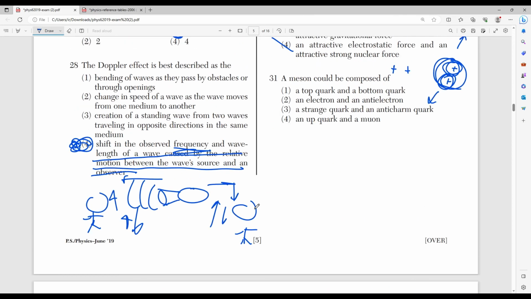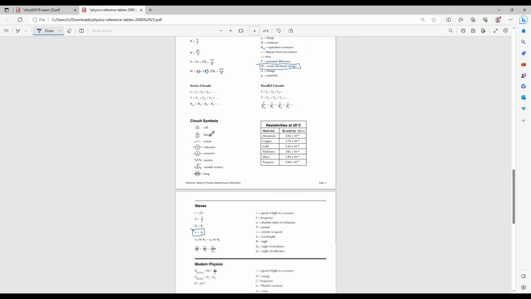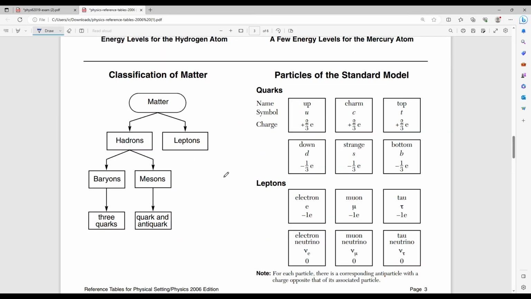Number 31 says a meson could be composed of what? Well, for those of you who don't know what a meson is, it's a particle, and mesons can be found on this table. This is page 3 of your reference table, right? So here's the classification of matter. Matter goes into leptons, hadrons, baryons, mesons, right? And here, if we see mesons, it's saying that mesons are made of a quark and an antiquark.